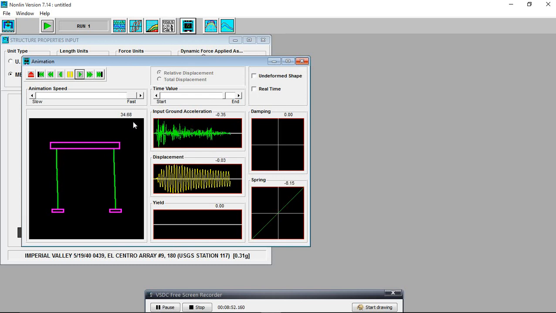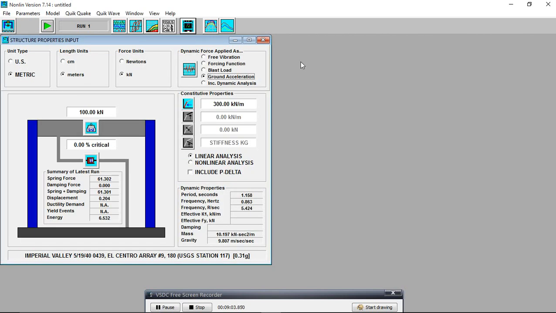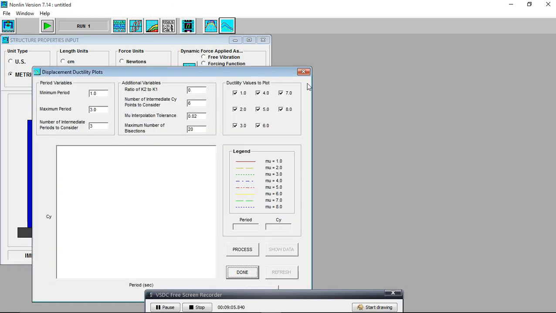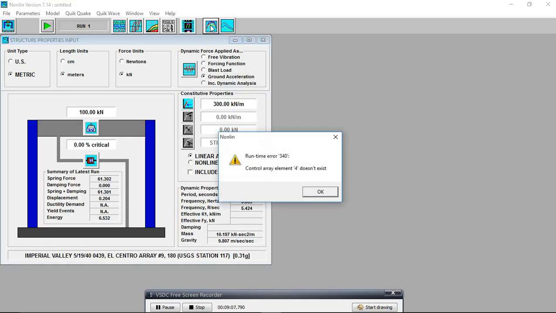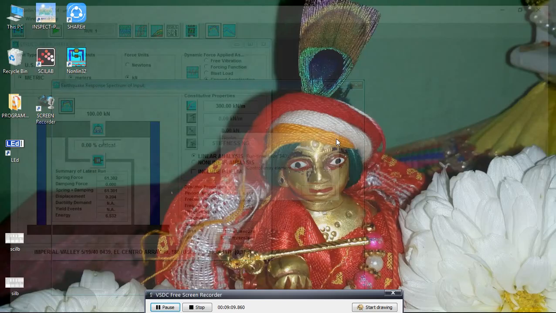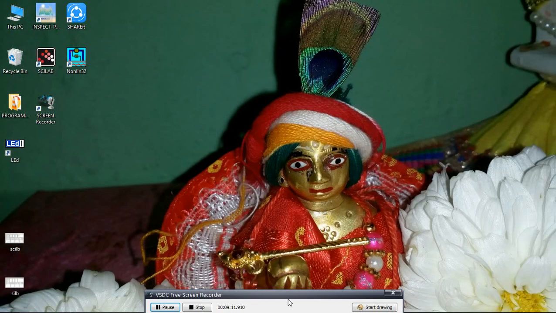So that is the input ground motion. Now you can see here this is time. There is a runtime error, some problem is there. This way we can easily create.